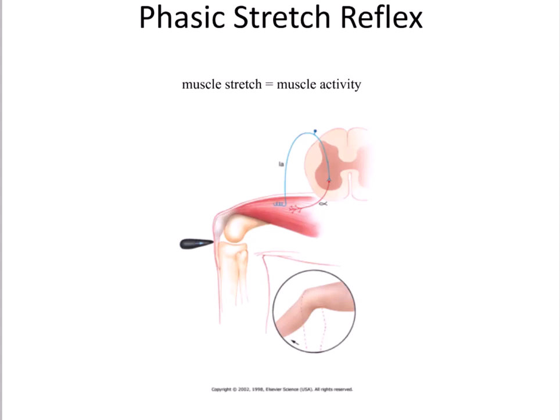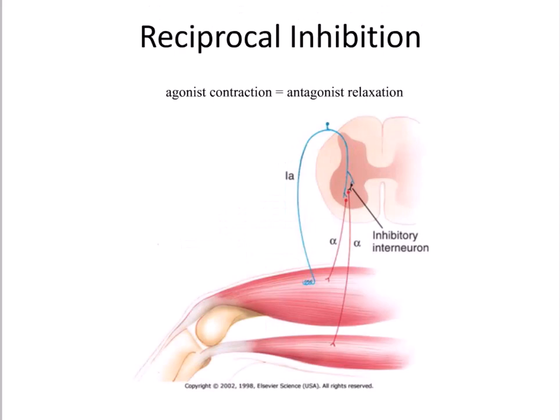This slide shows a cartoon of the phasic stretch reflex. And here you see that with a simple tendon tap, you get activity of the muscle. The tendon tap works to stretch the muscle, and a stretched muscle becomes active. This slide shows another kind of reflex, which is known as reciprocal inhibition. In this particular instance, an agonist contraction is going to result in the antagonist relaxing.